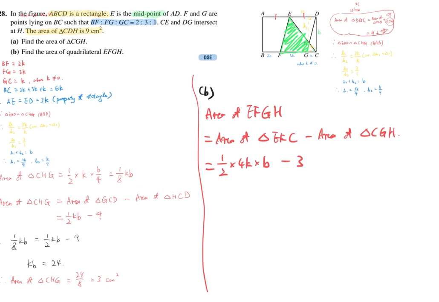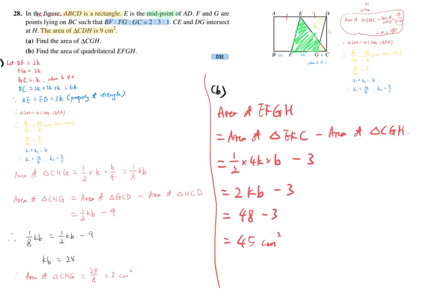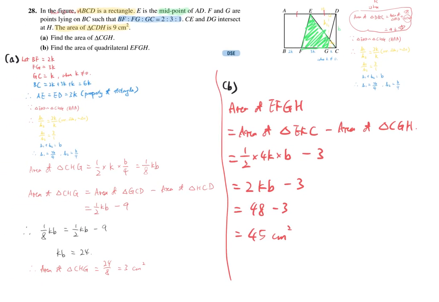So we're trying to put it back together. So this is 2KB minus 3. And we found that KB is 24. So 24 times 2 is 48, minus 3. So the answer should be 45 centimeters squared. So that's the solution of this question. Okay, see you.